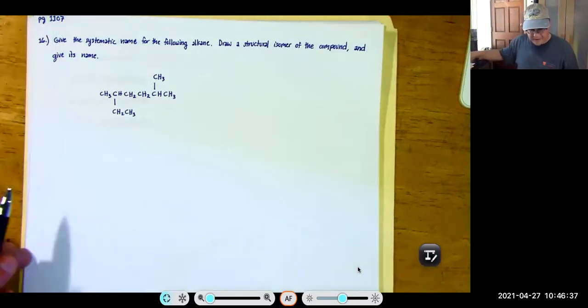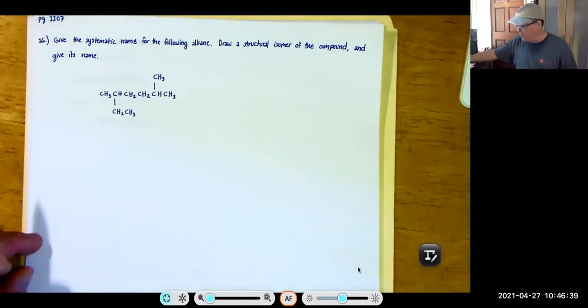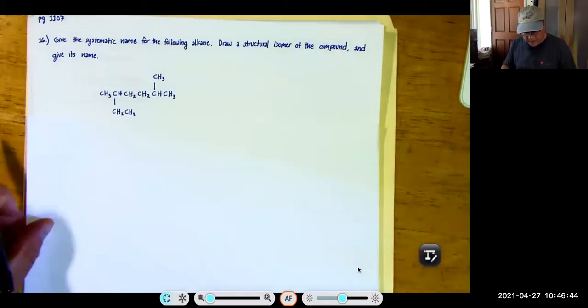Okay. Give the systematic name for the following alkane. So I'm going to redraw it.